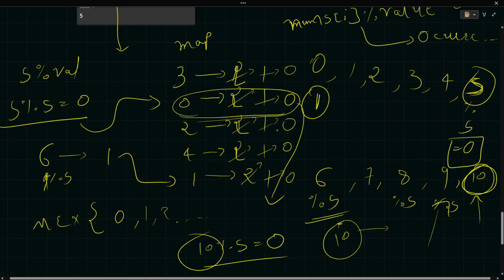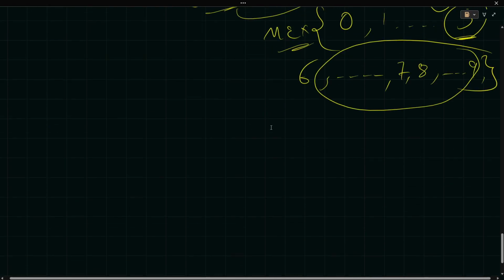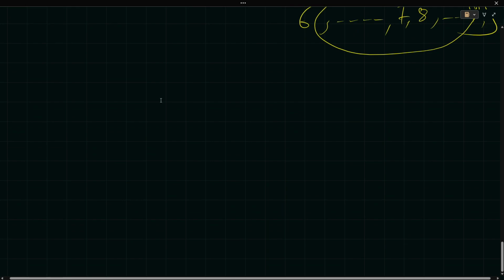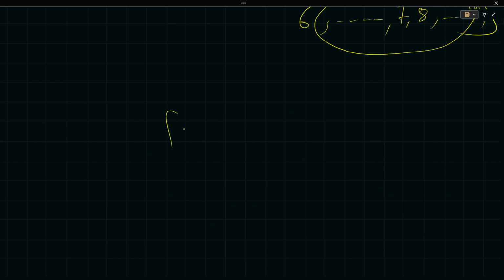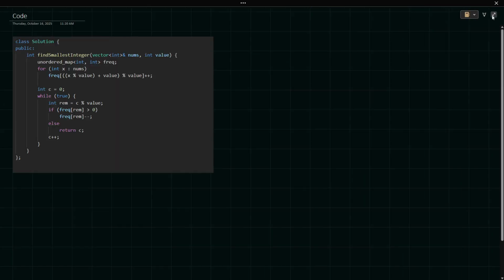Since we have no further 0 left, we would directly return the 10 from here. Okay, so whatever our basic idea is, let's just quickly go through the code. See, this is the code.